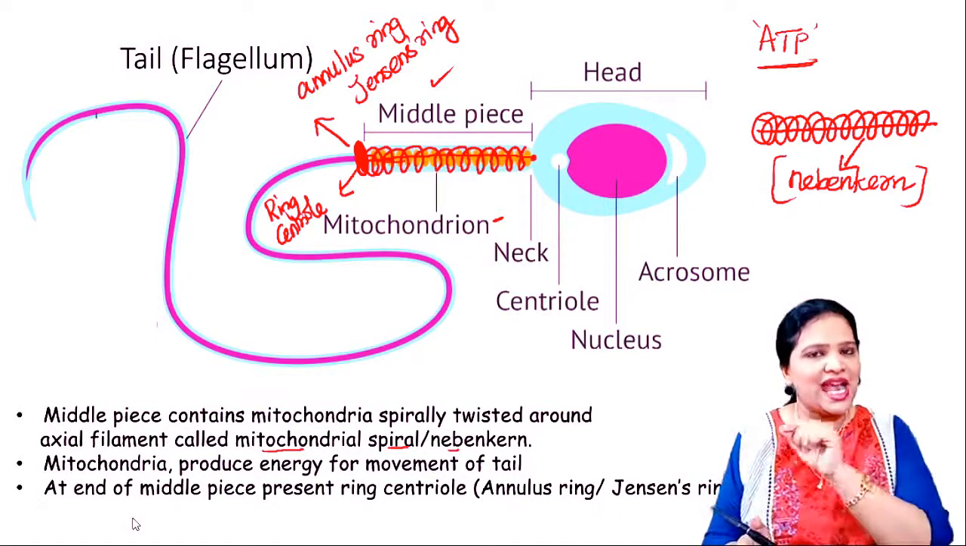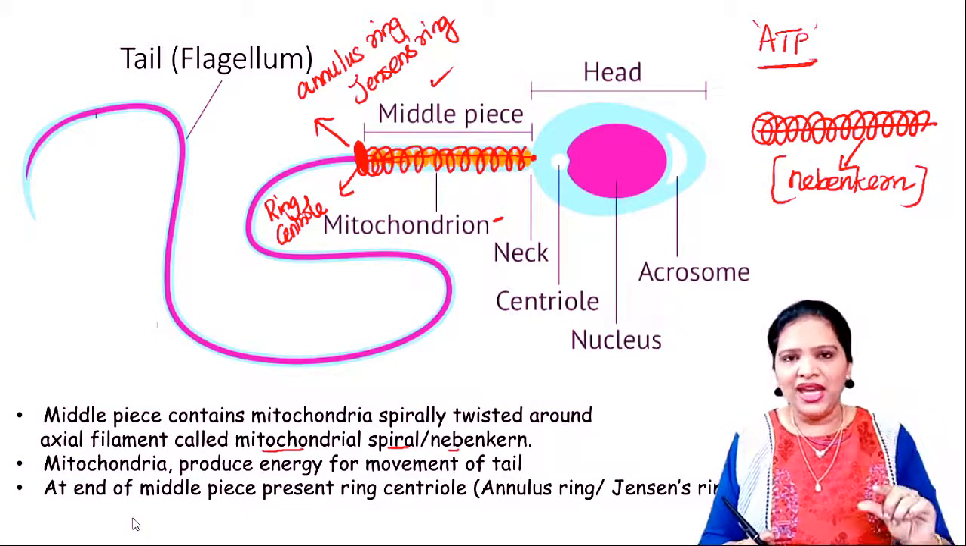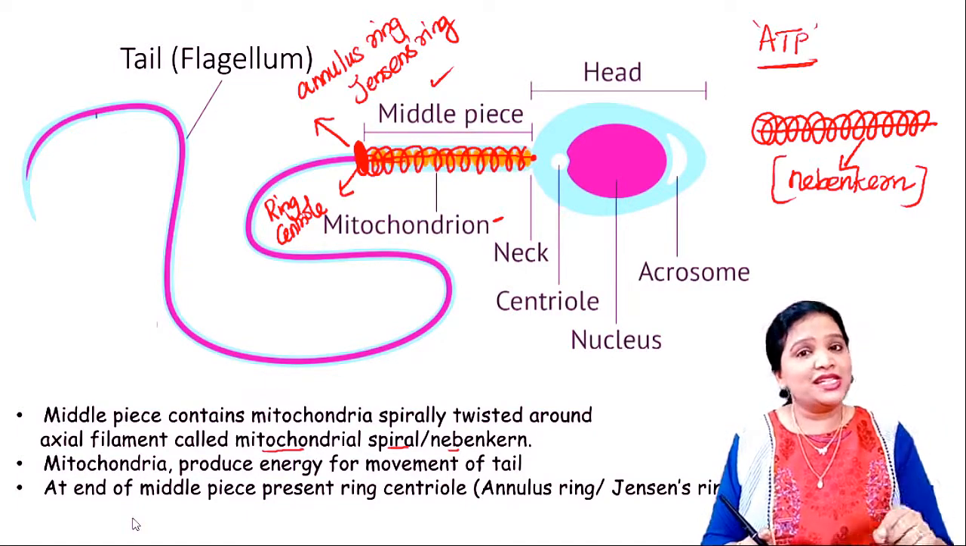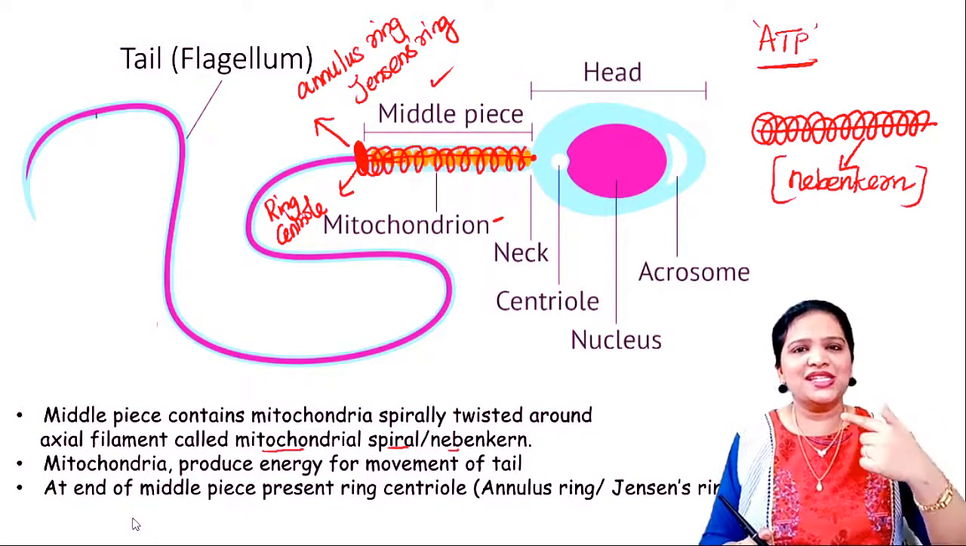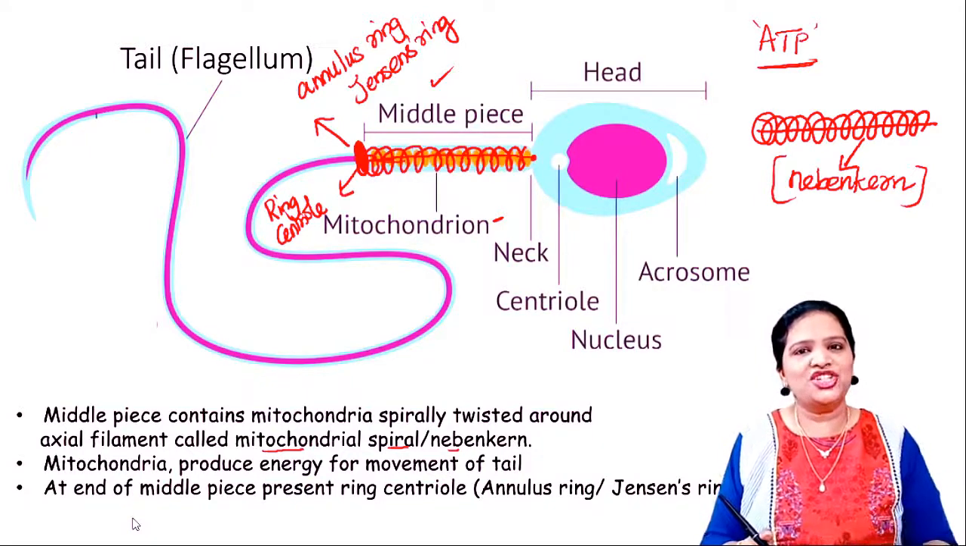So these are the structures present in the middle piece. Middle piece contains the axial filament surrounded by a spiral mitochondria. At the end, another centriole is present. That centriole is called ring centriole. It has a ring-like structure. So we call this an annulus ring or Jensen's ring.